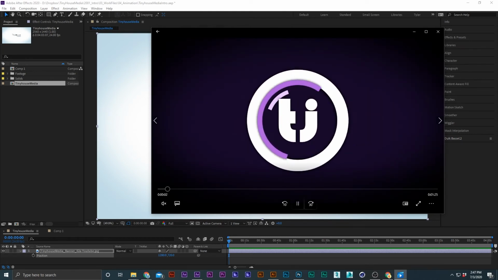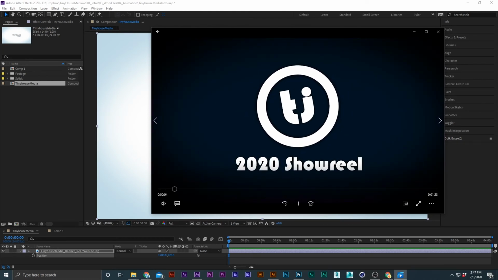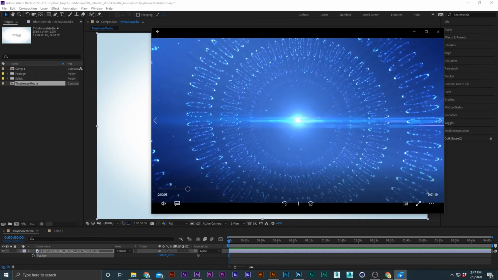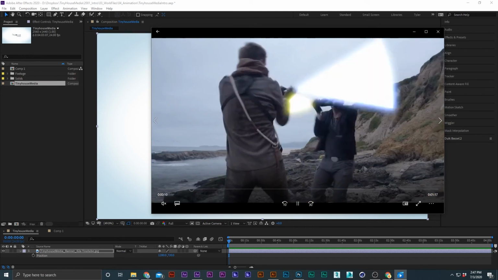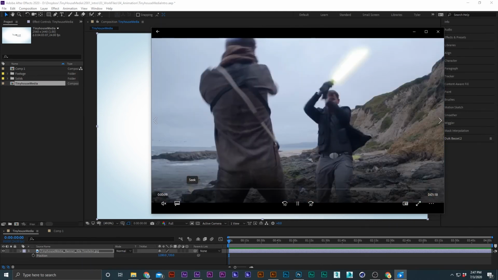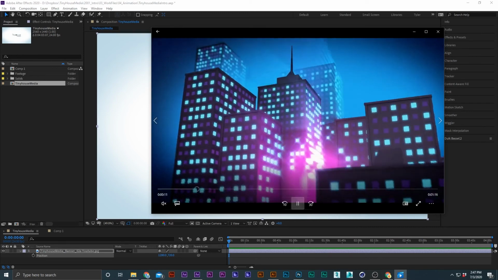Even techniques like this with my current logo. I can also go over some advanced tracking techniques that I did with these swords.